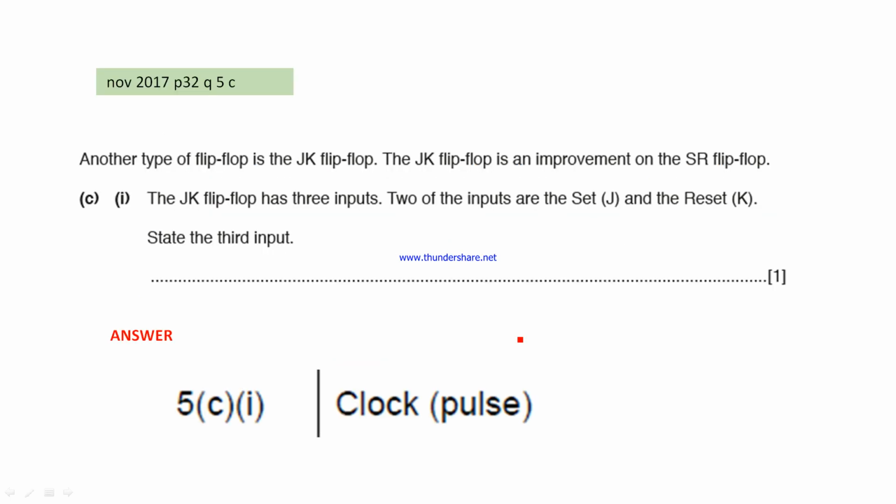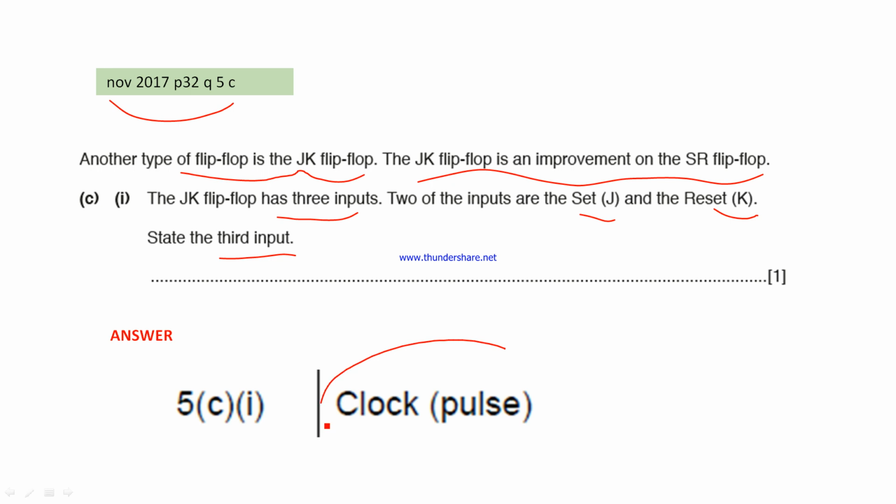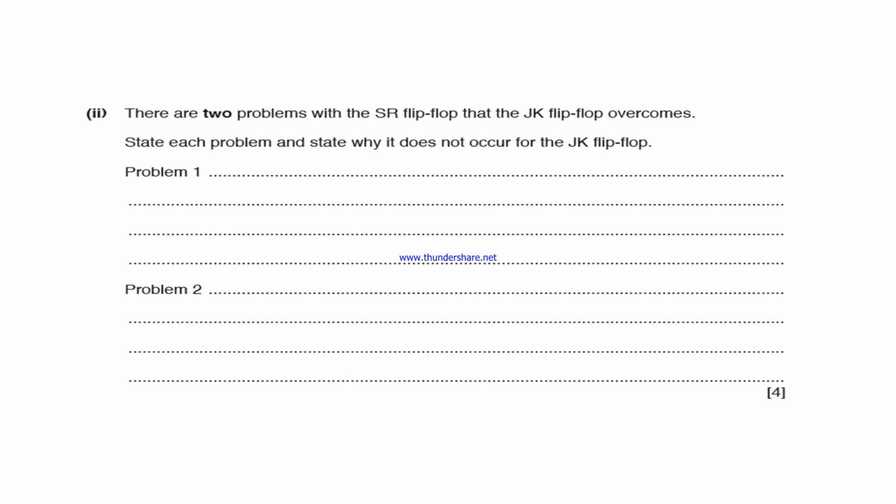Next, let's look at this question. Another type of flip-flop apart from the SR flip-flop is a JK flip-flop. JK flip-flop is an improvement upon the SR flip-flop. What has improved? We have three inputs in the JK flip-flop. We have the J, the K, and the third input is a clock pulse. Next, two problems with the SR that JK has to overcome.